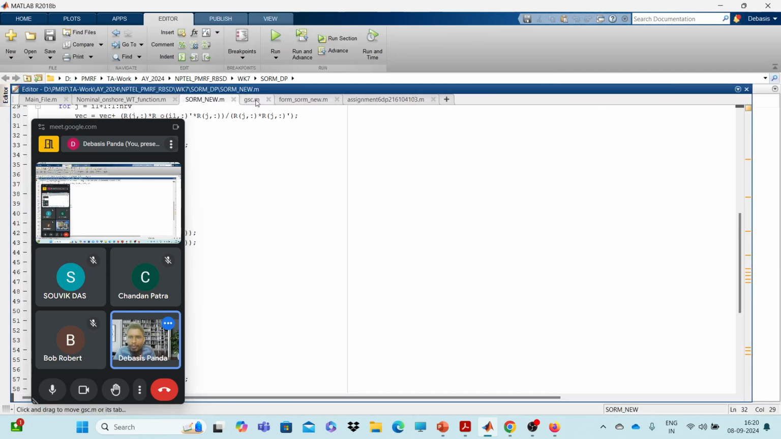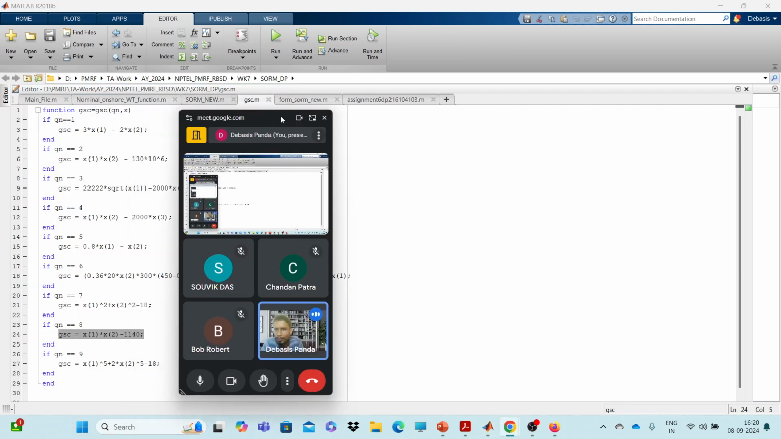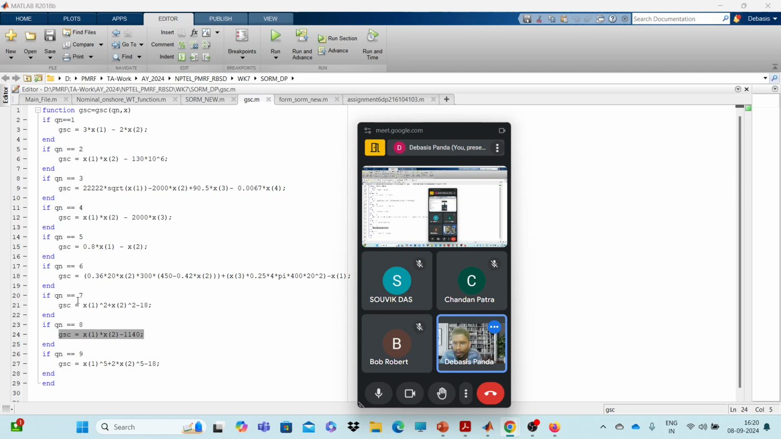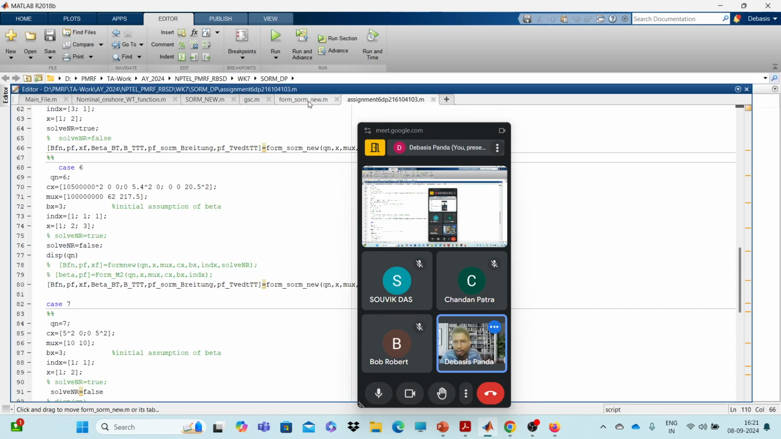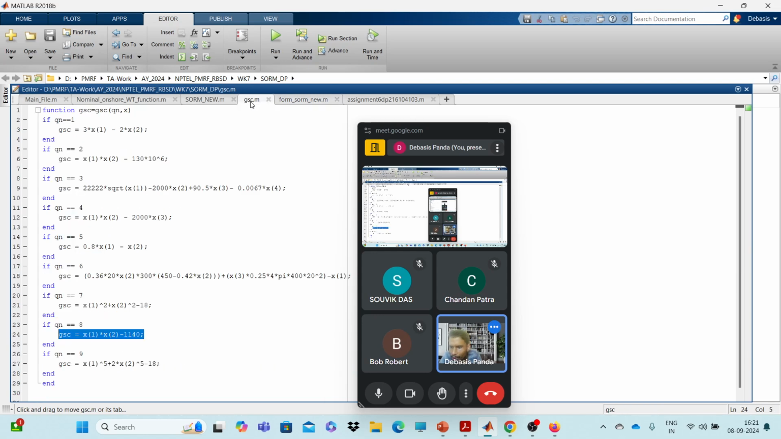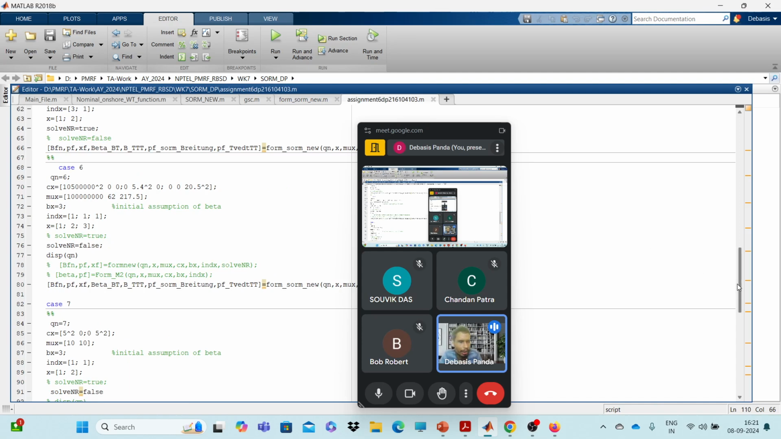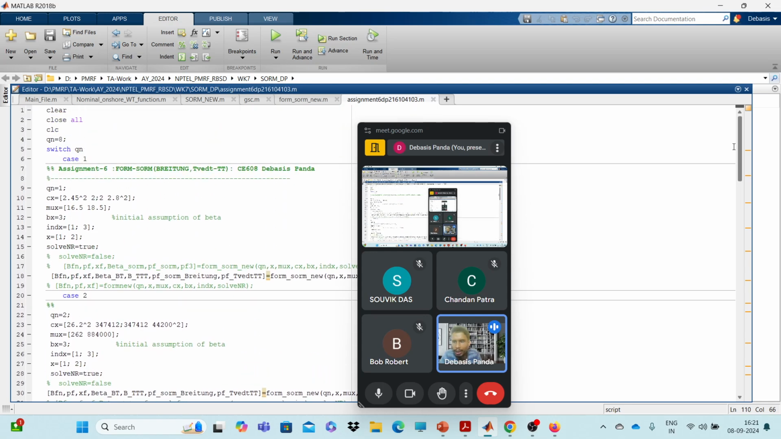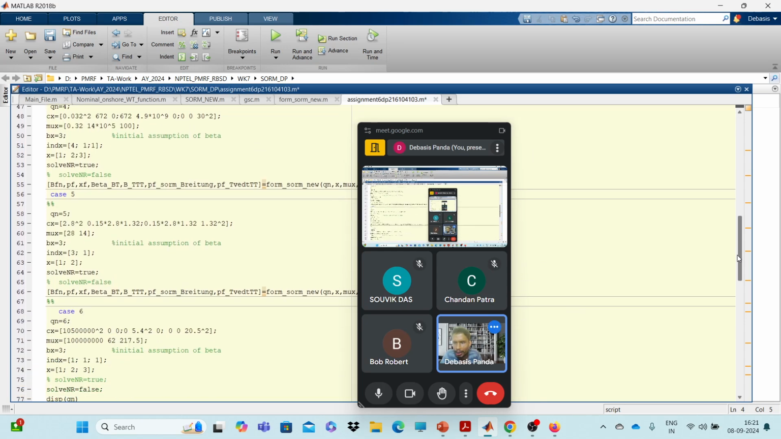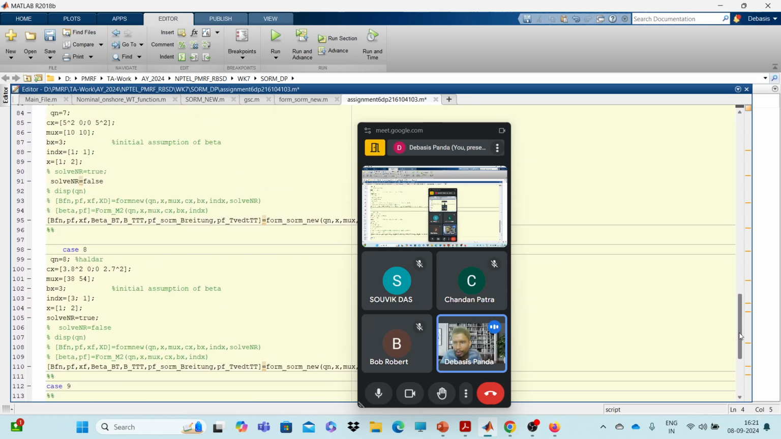So let's see, I already put the circle problem here. Question number 7, x1 square x2 square minus 18, right? So already I have put the values here, that means the initial inputs. So for question number 7, you just change the question number here to 7, and we check whether we have put all this information correct or not.